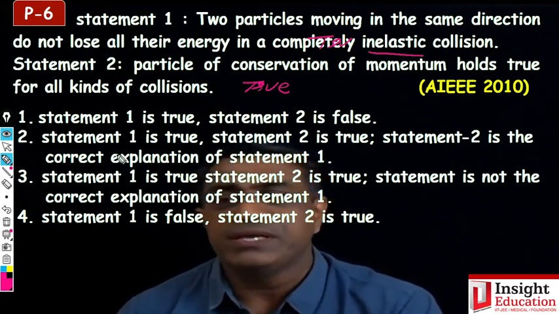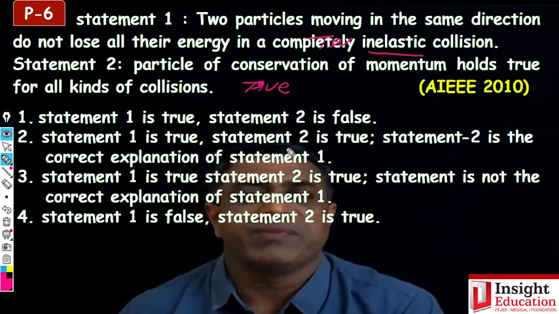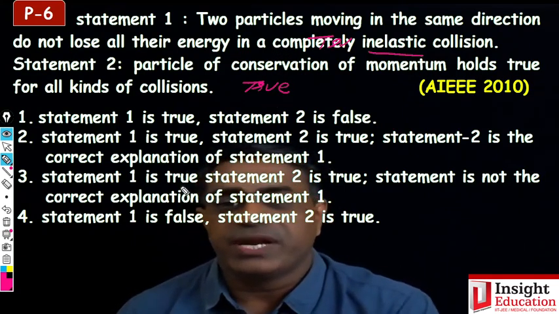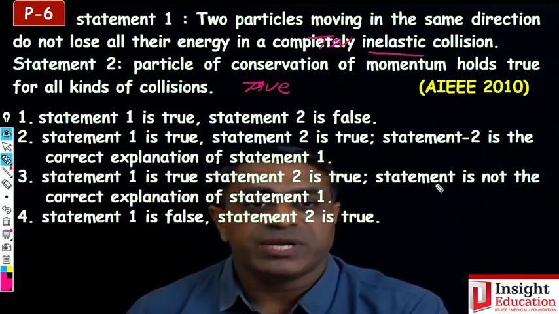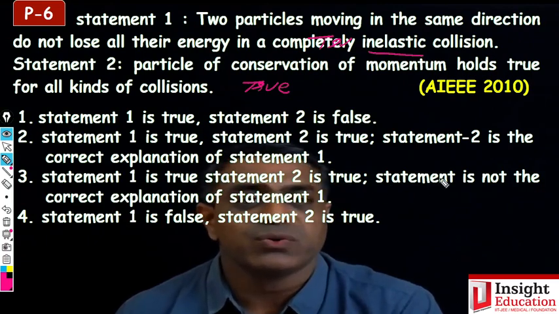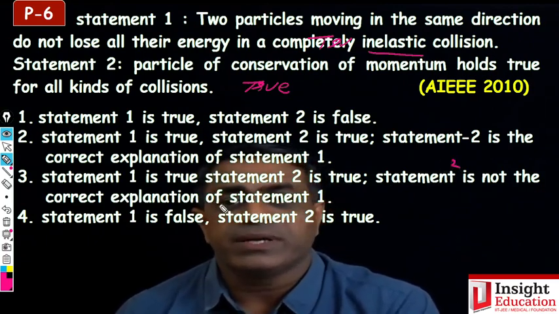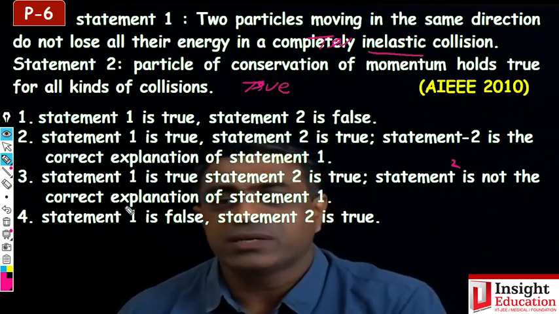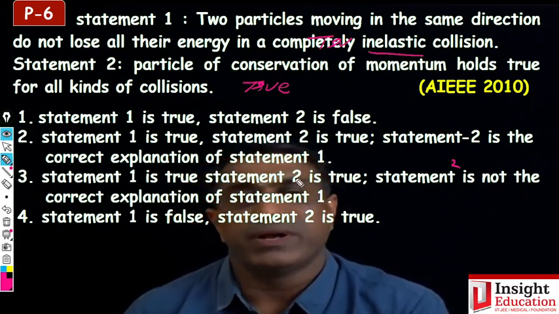Now the options: statement 2 is the correct explanation of statement 1, or statement 1 is true, statement 2 is true, but statement 2 is not the correct explanation of statement 1.